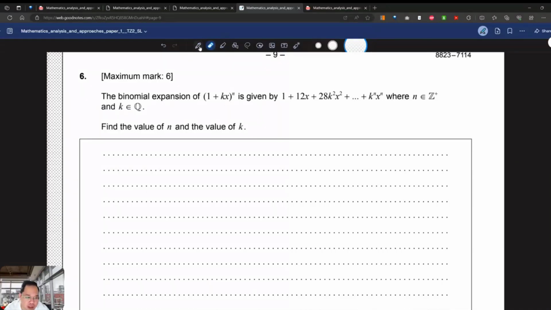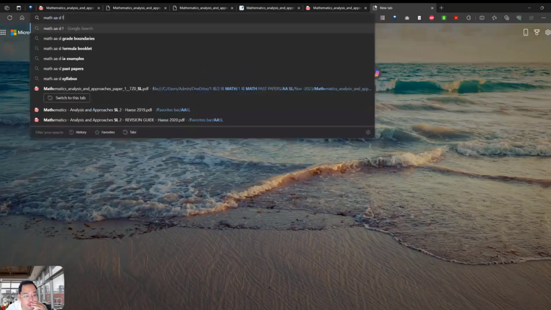So we're given here an expression. It is called a binomial expansion because it has two terms, 1 and kx. Two terms, therefore it is called the bi. Bi means two, okay? Bi meaning two terms. And we use a formula for the binomial expansion in the formula sheet, the Math AI SL formula sheet.